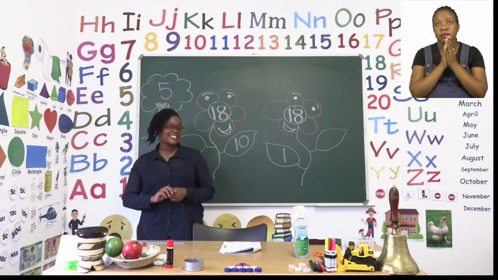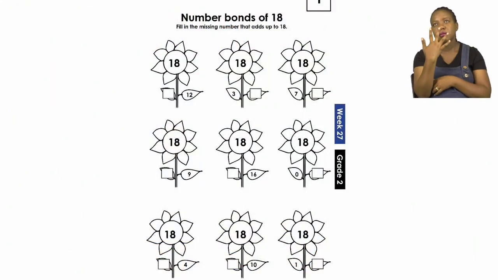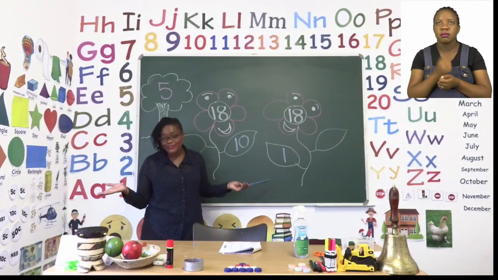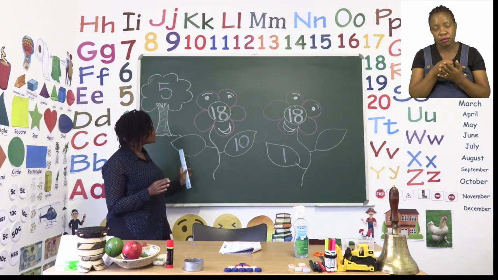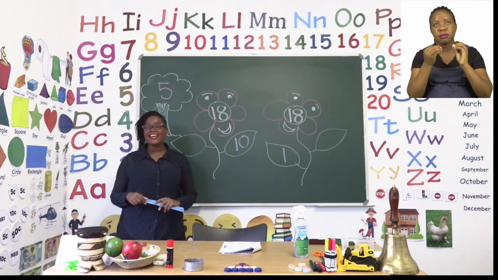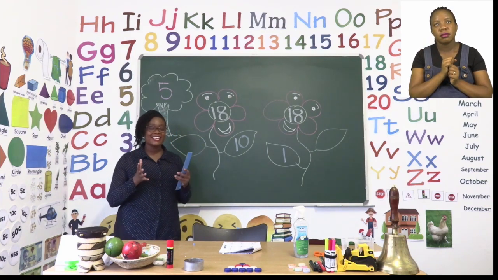Let's now do our last exercise on page 5. On page 5, we're going to be doing number bonds. And today, it's all about the number 18. Now, we're going to do the last two so that you will know what to do for the rest. Let's take a look at the board. On the board, I have two beautiful flowers with me, and we're going to try and find out the missing number to bond it to the number you can see, so that it adds up to 18.